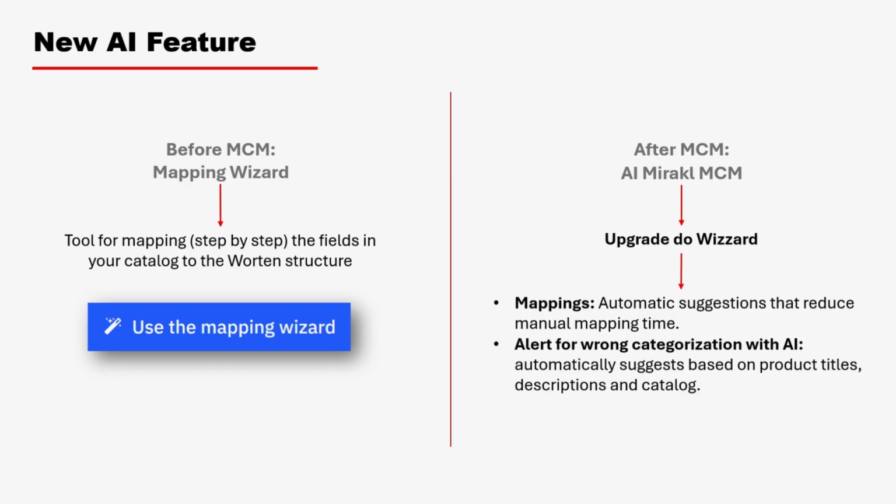When you use the configuration wizard to map your product's categories to the marketplace Worten's categories, you can benefit from Mirakl AI technology. AI provides you with mapping suggestions for your categories. This way, you can reduce the time spent on mapping and the risk of errors. Now, let's go back to Mirakl and look at how this new mapping wizard works in practice.